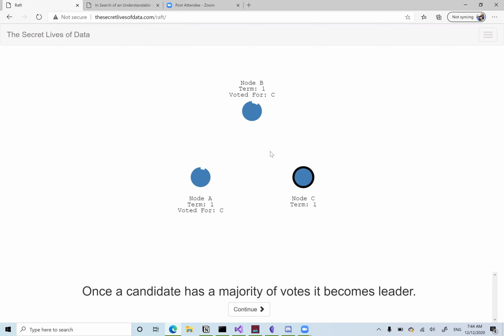So now it has got votes from 3 nodes out of 3, which is a majority, right? So this becomes the leader now. So now this node C is the leader for term 1. So this is the term ID for term 1, node C is the leader.